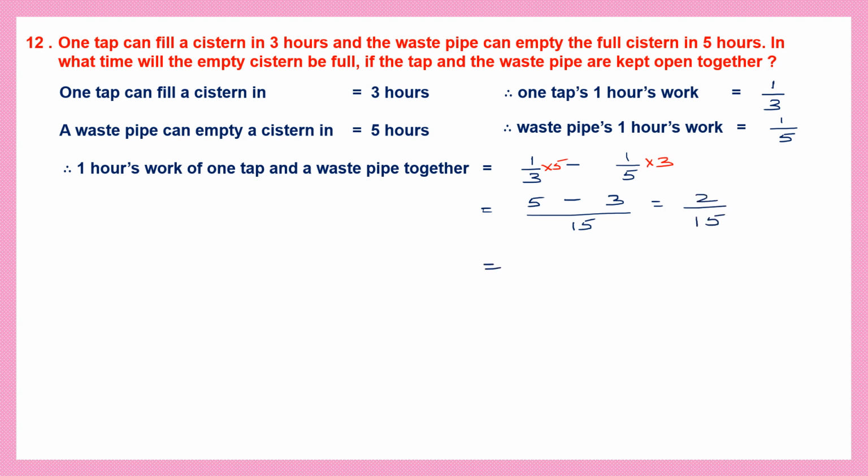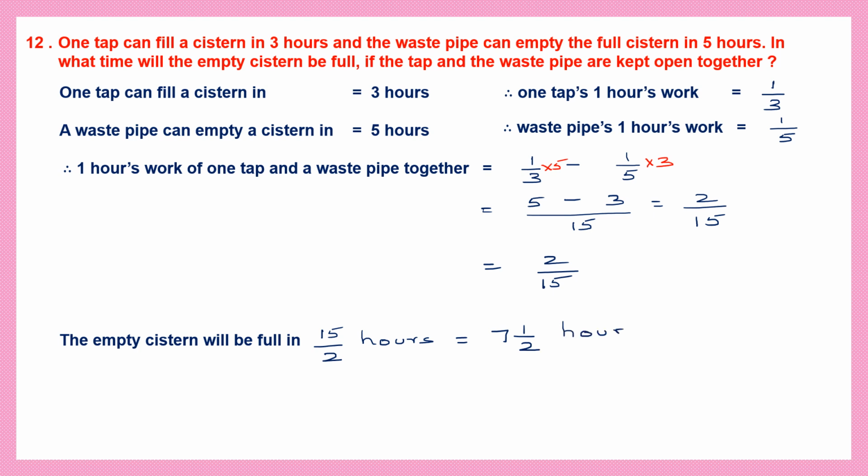That means 1 hour's work of the tap and the waste pipe together is 2 by 15. Now we are asked to find in what time the cistern will be full. To find the time, we just have to write the reciprocal of 2 by 15. So the empty cistern will be full in 15 by 2 hours. We can convert that to a mixed number: 7 1 by 2.